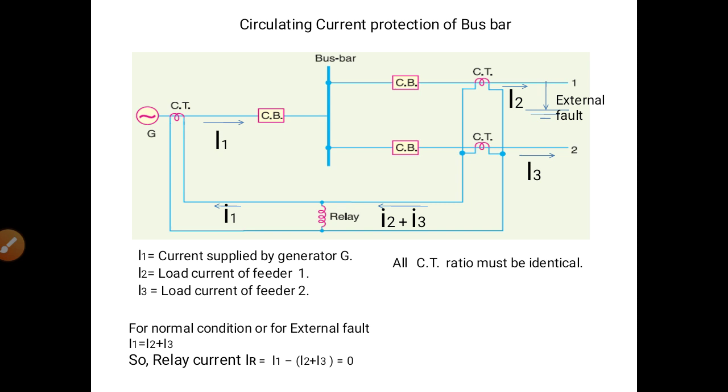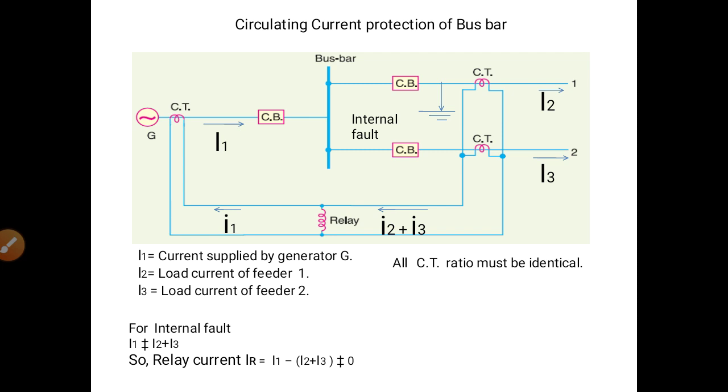Here for the CTs, we are using the same, identical CT ratio. If the CT near the generator is a 500 by 5 ampere CT, then the CTs on feeder 1 and 2 are also the same CT current rating, 500 by 5 ampere. So the CT secondary current I1 and the CT secondary current on the feeder side, I2 plus I3, both are the same. So the relay current is I1 minus (I2 plus I3), which is equal to 0. So under normal condition or external fault condition, the current through the relay coil is 0 and this circuit is inoperative.